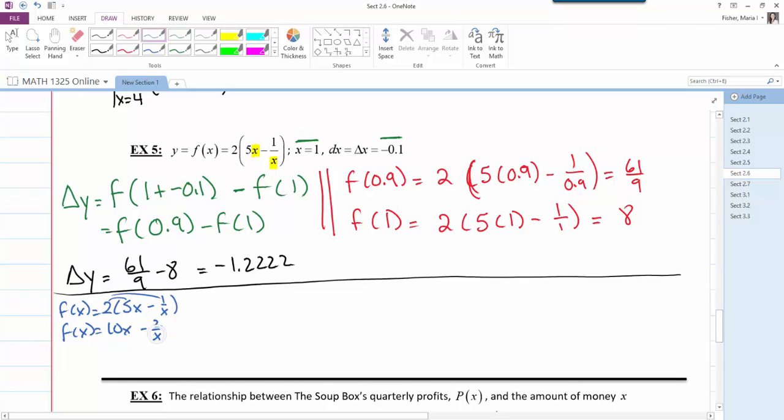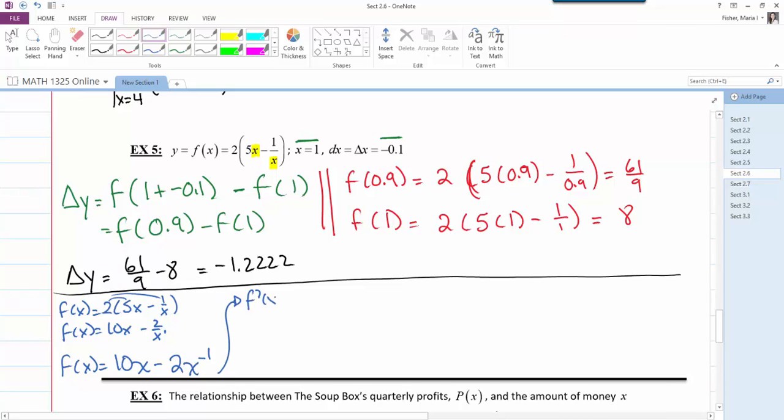Now I've got to rewrite it to get that x out of the denominator. So the exponent on that x, remember if there's no exponent, it's a 1. So it would become negative 2x to the negative first. So I have 10x minus 2x to the negative first. So now let's take the derivative.